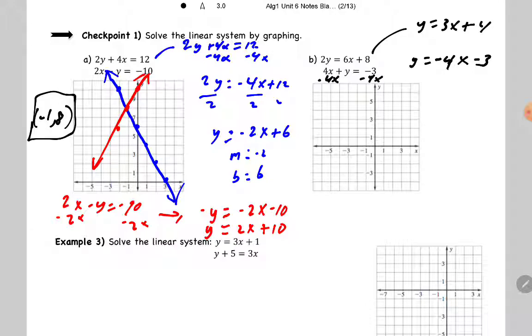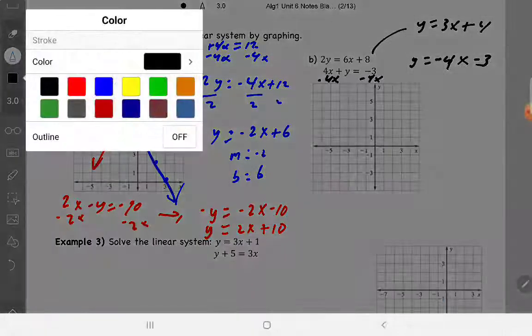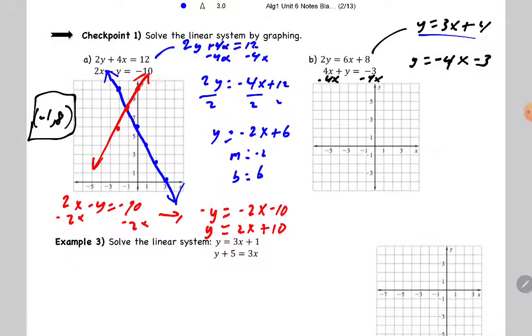So the first equation, the slope is 3, the y-intercept is 4, so we're going to go up 4, make a dot, and then follow our slope up 3 over 1, and we'll go backwards down 3, over 1, down 3, over 1.